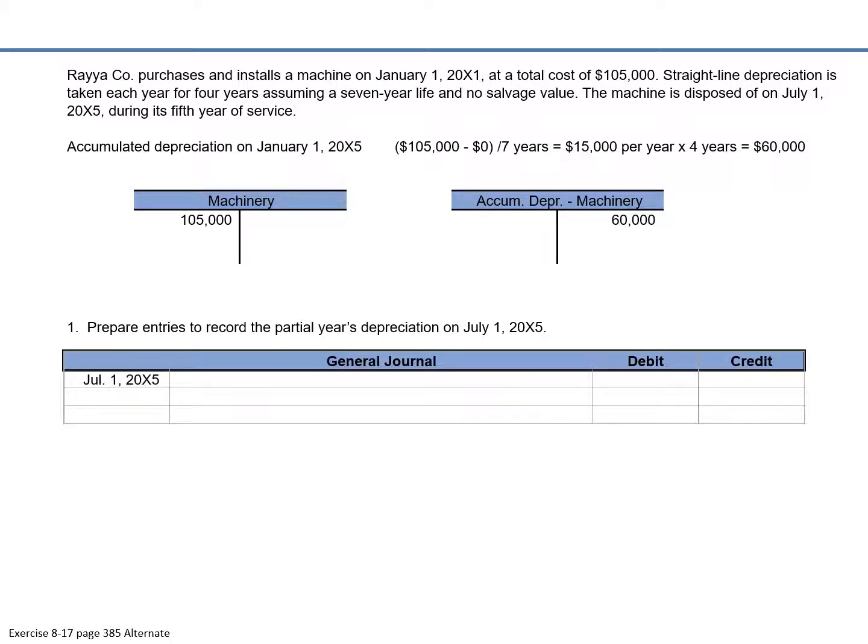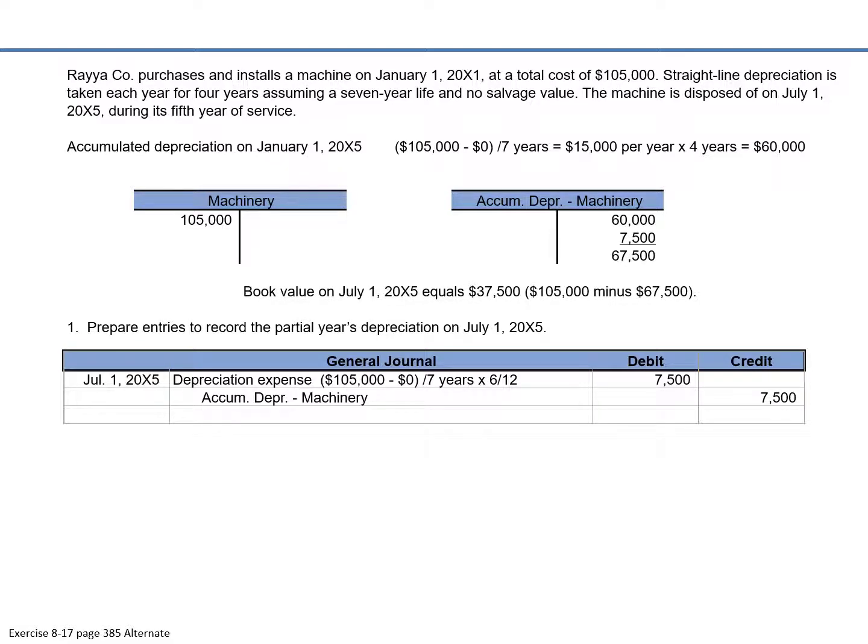All right, so our journal entry for July 1st, we have $15,000 per year of depreciation. So half year is going to be $7,500. Debit depreciation expense, credit accumulated depreciation. So now we've got $67,500 in accumulated depreciation.